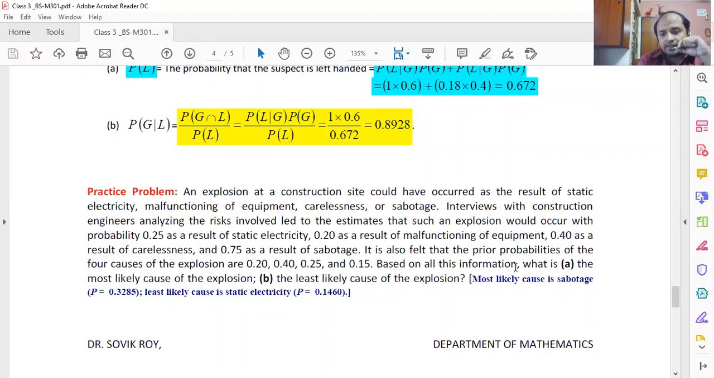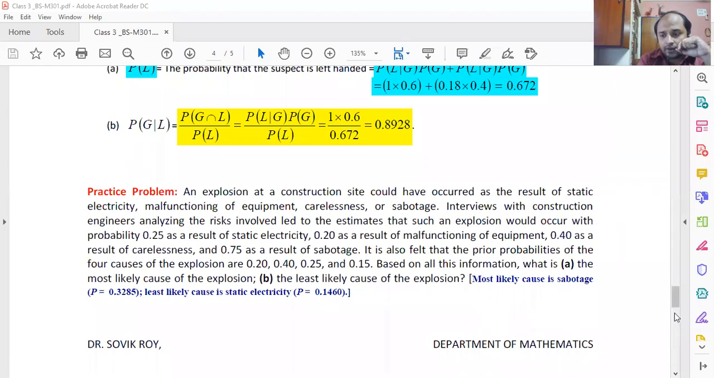Based on all this information, you are supposed to find two things. One is what is the most likely cause of the explosion, and what is the least likely cause of the explosion. Answers are given to you. Most likely cause is sabotage, probability is given to you. Least likely cause is static electricity, the answer is also given to you. You are just supposed to recalculate the problem by yourself and verify with the given result.